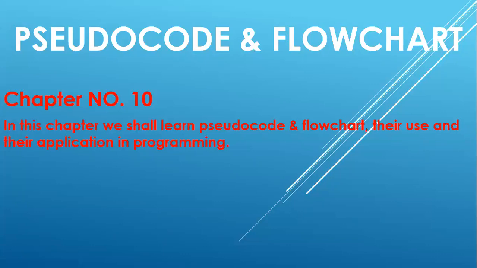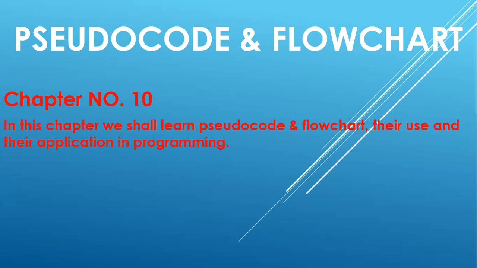Today we are starting chapter number 10, that is pseudocode and flowcharts. In this chapter we are going to study the basic rules of creating pseudocode and flowcharts. It is the most important chapter related to paper number 2, except Section A, which is based on pre-release material, purely based on the flowchart and pseudocode.